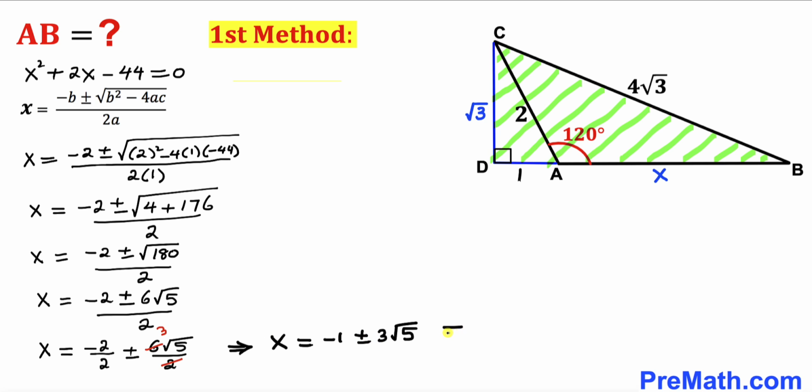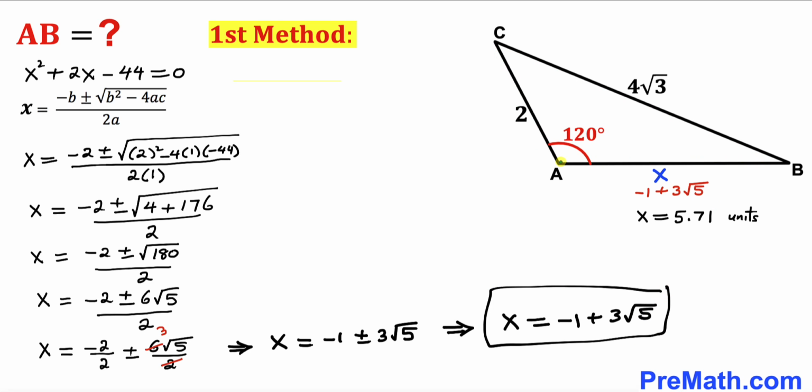So therefore our side length x turns out to be negative 1 plus 3 times the square root of 5 units. So therefore this side length AB, which is represented by x, turns out to be negative 1 plus 3 times square root of 5, and that is equal to 5.71 units.